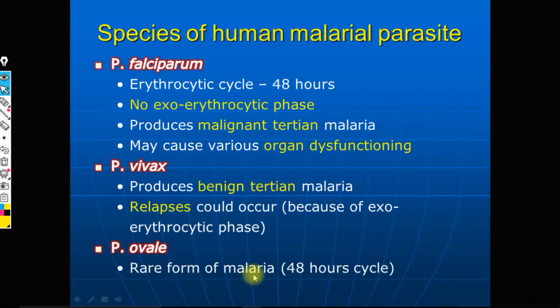Moving toward the third, Plasmodium ovale. This is a rare form of Plasmodium which causes malaria, and it follows a 48-hour cycle in the erythrocytic cycle. Definitely relapses could occur because of the exoerythrocytic cycle. So the exoerythrocytic cycle is there with both Plasmodium vivax and Plasmodium ovale.